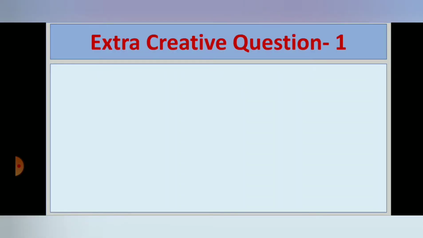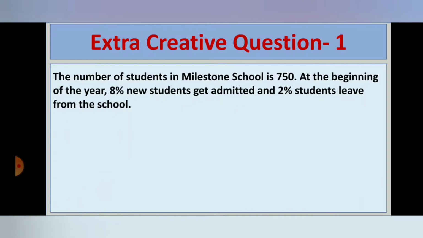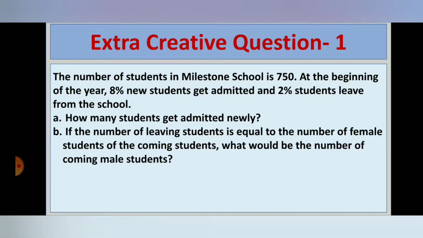So, the very first creative question: the number of students in Milestone School is 750. At the beginning of the year, 8% new students get admitted and 2% of students leave the school. In A, you have to find out how many students got admitted newly. In B, if the number of leaving students is equal to the number of female students among the coming students, what would be the number of coming male students?